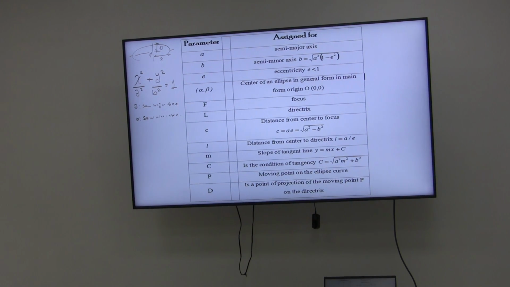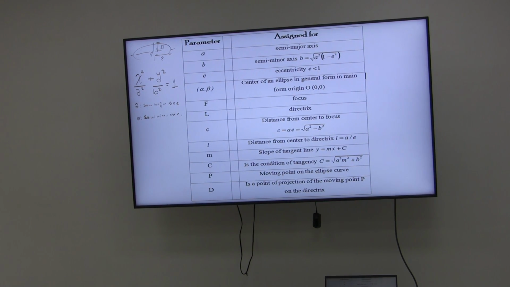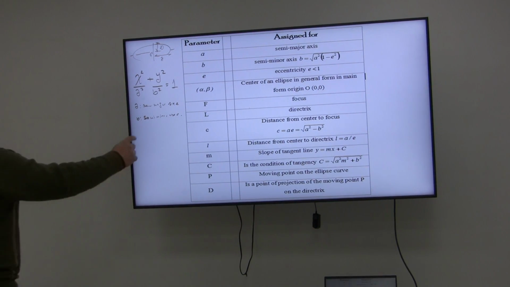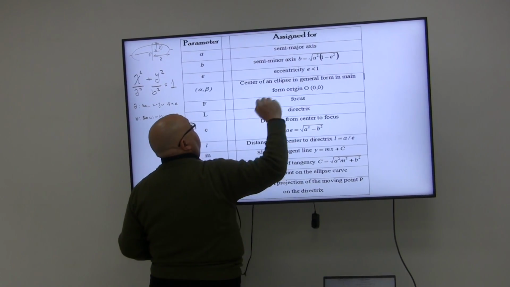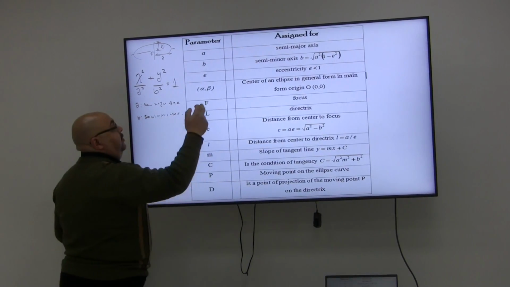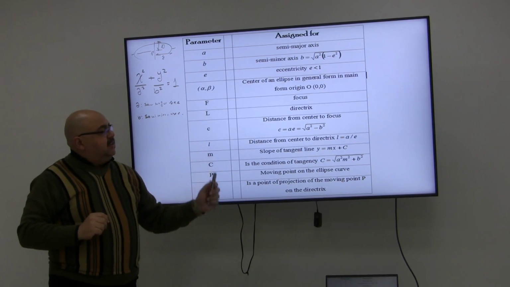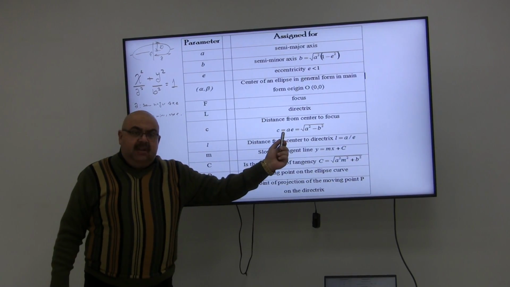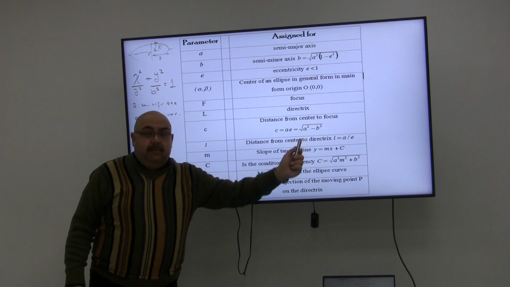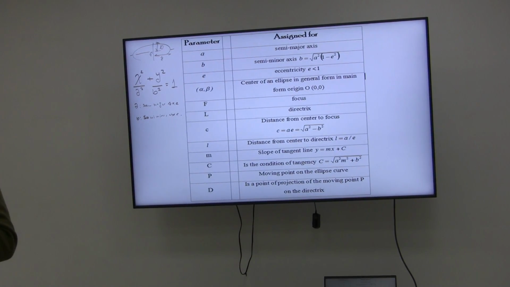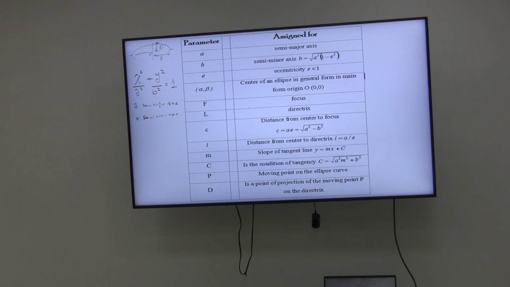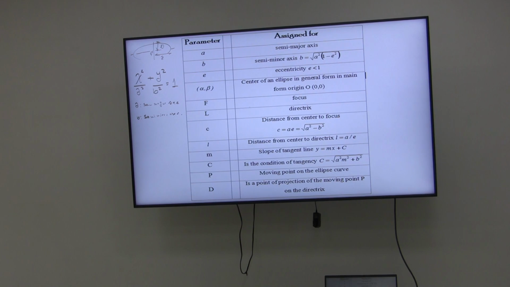The relations connecting those radii together is the relation like B is equal to the square root of A square times 1 minus E square. The eccentricity is less than 1. The focus is F. The directrix is L. C, which is A times E, is the square root of A square minus B square. These relations you are not required to memorize.